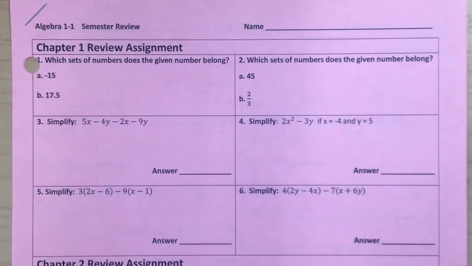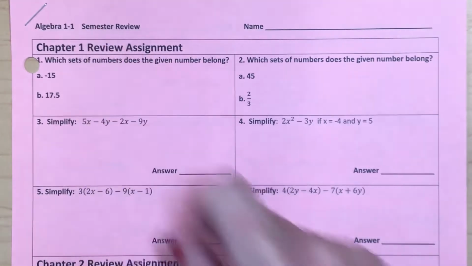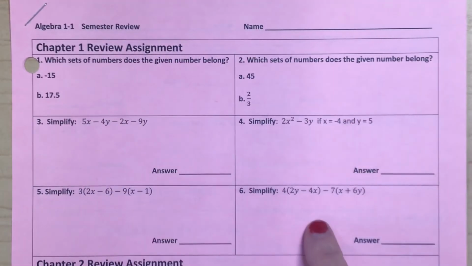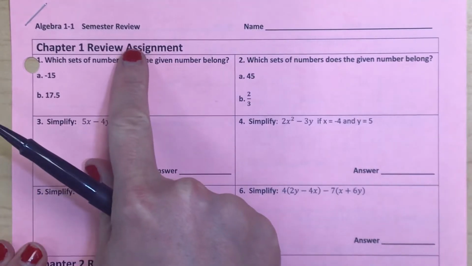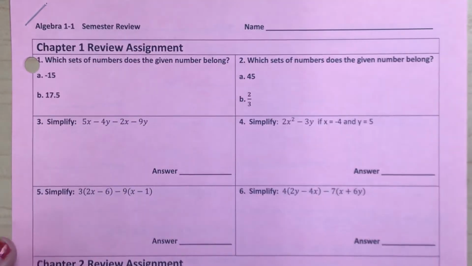In this video, I'm going to go through the Chapter 1 review problems for the semester review for Algebra 1. I'll do the first 6 problems because all of those problems refer to Chapter 1. If you remember Chapter 1, what we did is we classified numbers, so that's going to ask you to do a couple things here. We also did combining like terms and the distributive property.